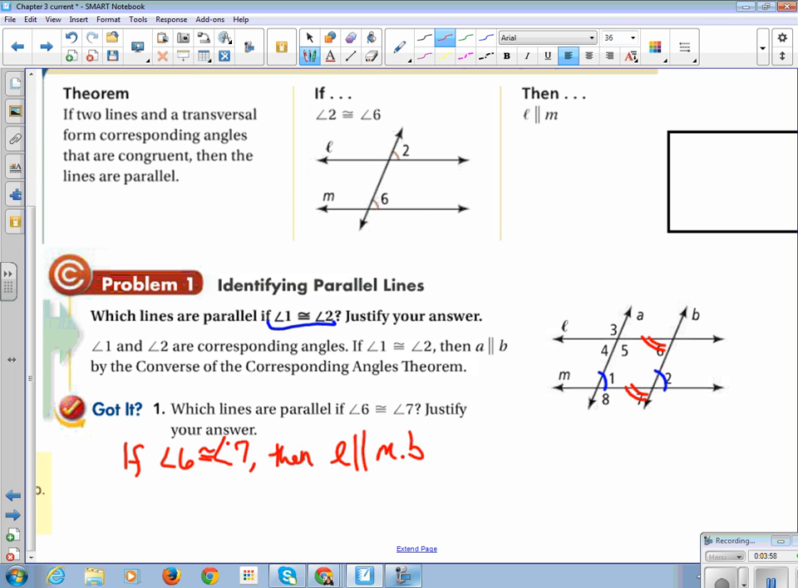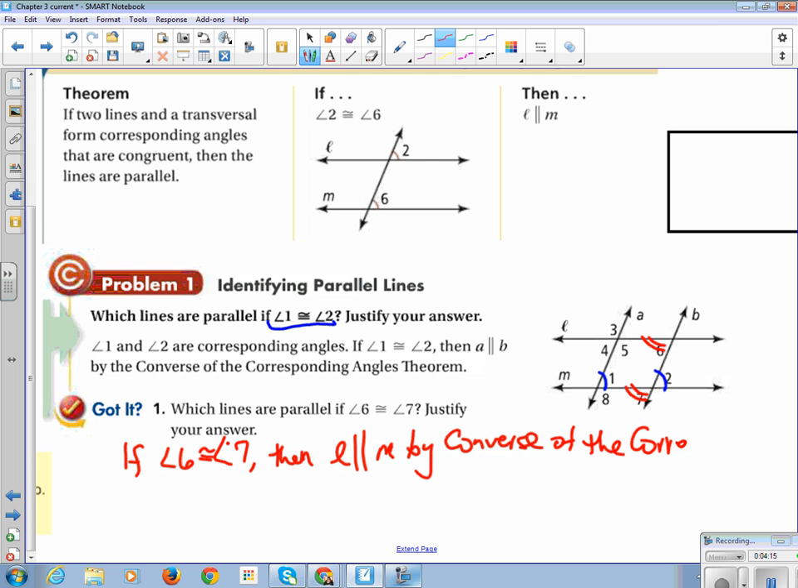by, that's not, don't do a period, no. Take it away. Converse of the corresponding angles theorem.